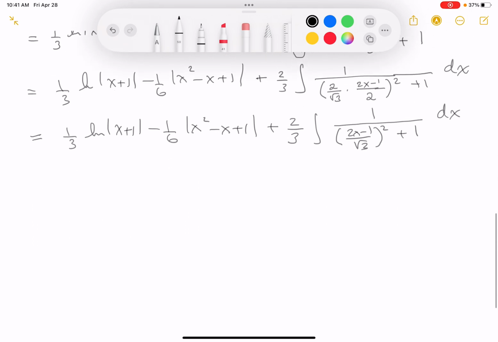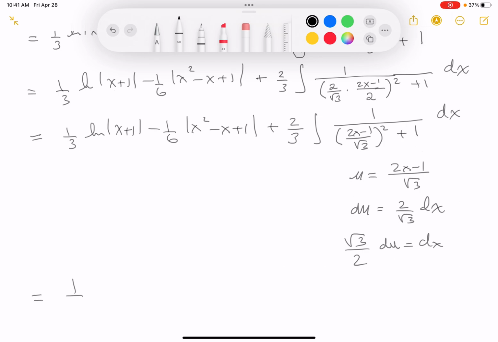I can make a u substitution now, and the u substitution is going to be 2x minus 1 over √3. So du would be 2 over √3 dx. So √3 over 2 du would be equal to dx. Let me see if I can put that down.